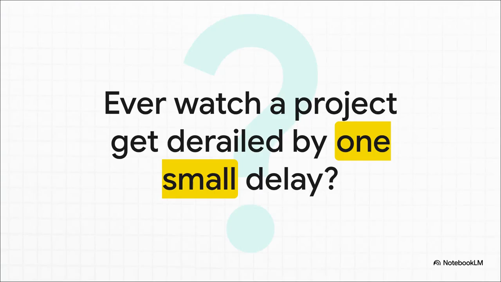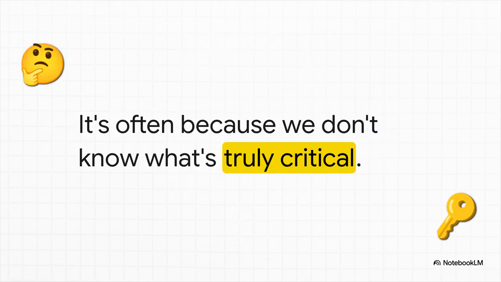I bet you've seen this happen. A single tiny hiccup, maybe a supplier is late, or a bit of code just takes a little longer than you thought. And all of a sudden, your final deadline is completely at risk. But why? Why does this happen even on projects that seem really well planned? Well, the answer is surprisingly simple. It's because we often treat every task like it's equally important. But the reality is, only a handful of them actually have the power to sink the entire ship. The real key is knowing which tasks those are.